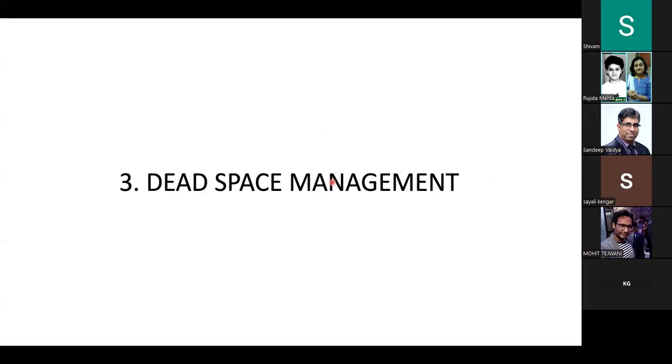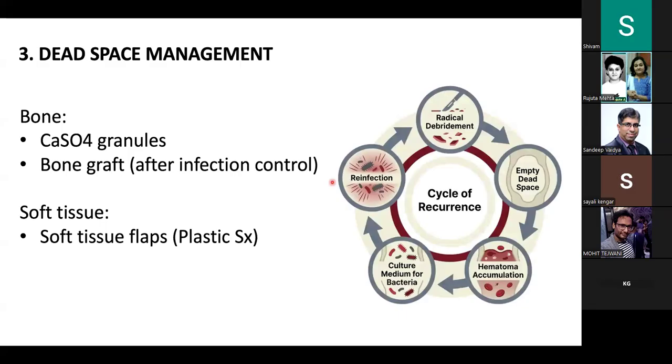The third wing is dead space management. If you leave a dead space, it leads to accumulation of a hematoma, which is a culture medium for bacteria and can lead to reinfection. So how do you tackle the dead space? Number one, if the dead space is within the bone, then just pack it with calcium sulfate antibiotic granules. Or if your infection is already controlled, then you can even pack that cavity with bone graft.